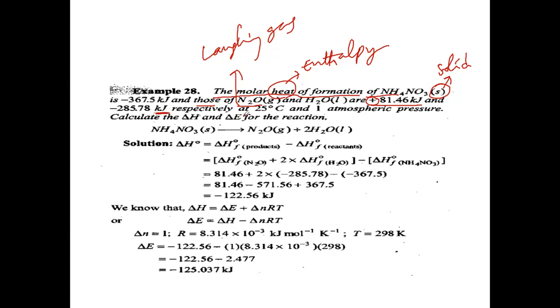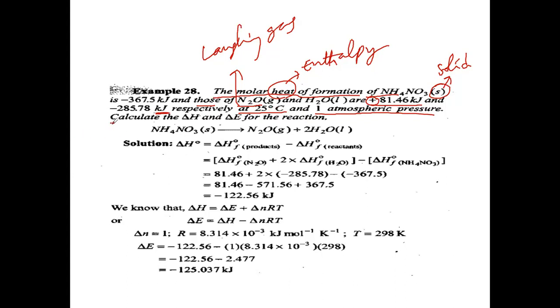Kilojoules given, remember. At a given temperature, how much now? 25 degrees Celsius. Sometimes Celsius is given, sometimes Kelvin will be given. How much Kelvin here now? 298 Kelvin. And 1 atm pressure. What is the pressure given here? 1 atmospheric pressure is given. So room pressure 1 atm, room temperature 25 degrees Celsius.